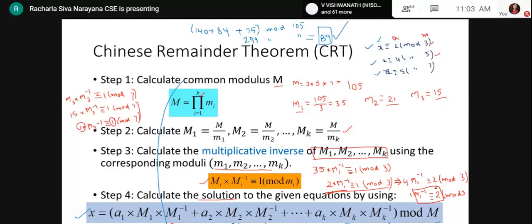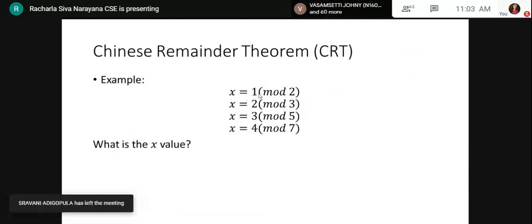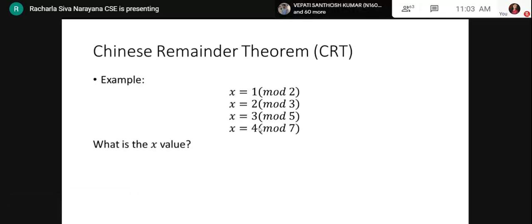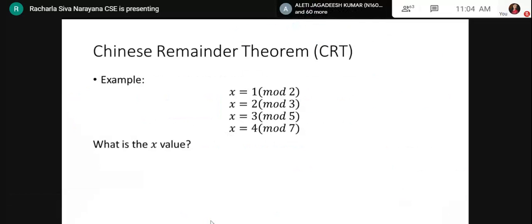Now, in this way we can solve the Chinese remainder theorem. Here there is another example. By mistake x is typed as equal to 1, but here x congruent 1 mod 2, x congruent 2 mod 3, x congruent 3 mod 5, x congruent 4 mod 7. So what's the x value? You have to calculate it on your own by using these formulas.